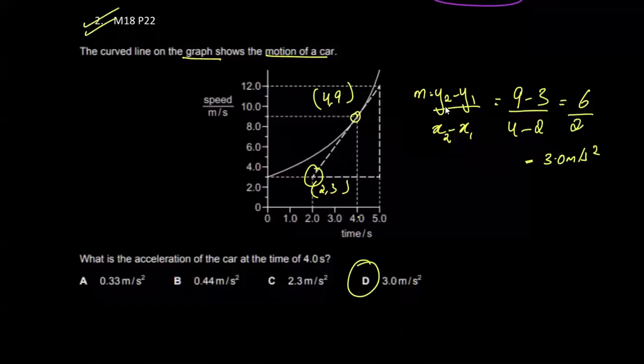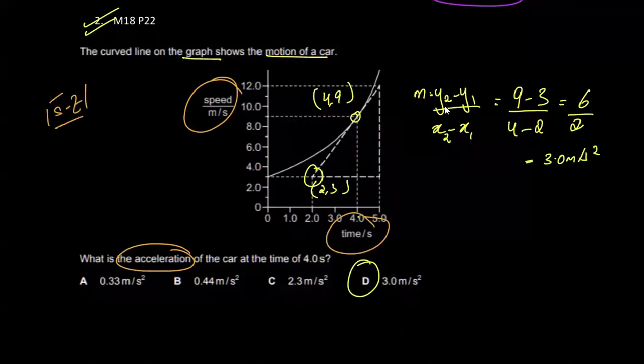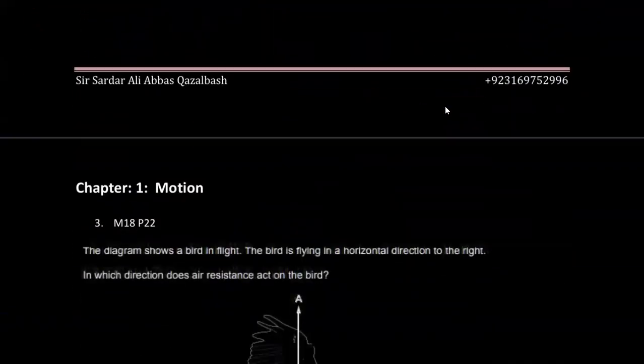Now, why did I take the gradient? Why did I find the gradient? The question says find the acceleration. It's a speed time graph. So, okay, it's a VT graph. Yeah, we can write it, it's a speed time graph. So the gradient of a speed time graph is equal to your acceleration. We all know that. Easy peasy lemon squeezy.